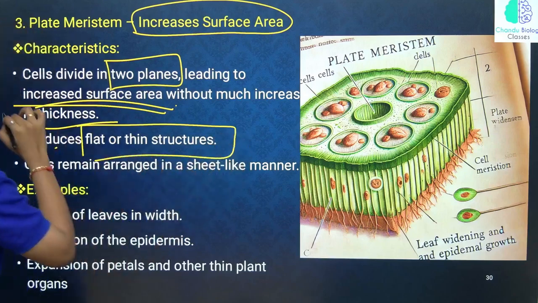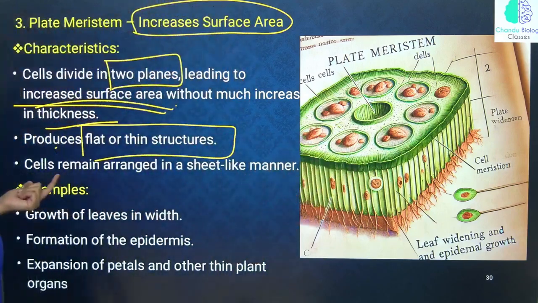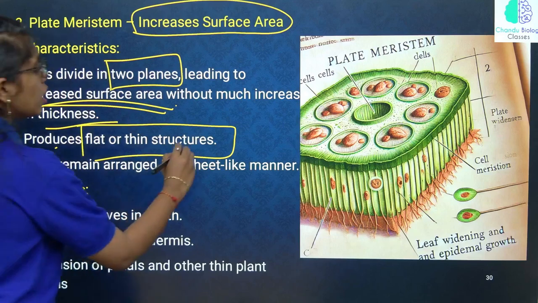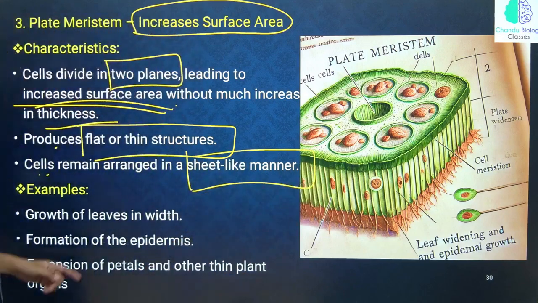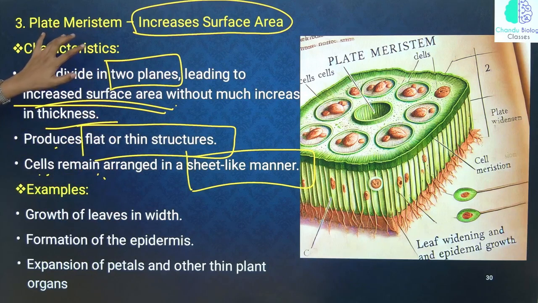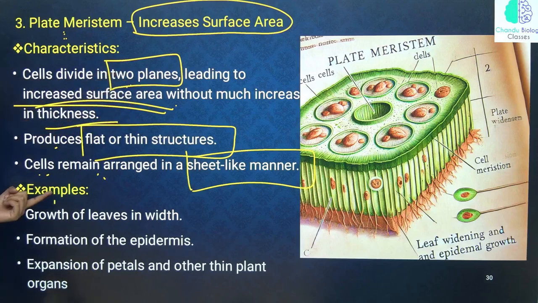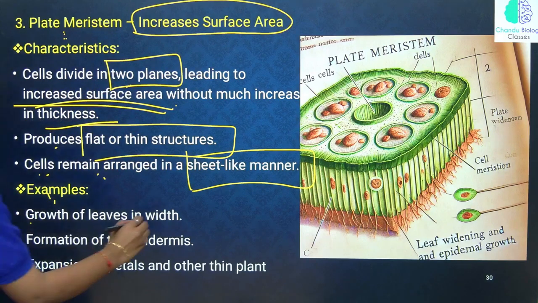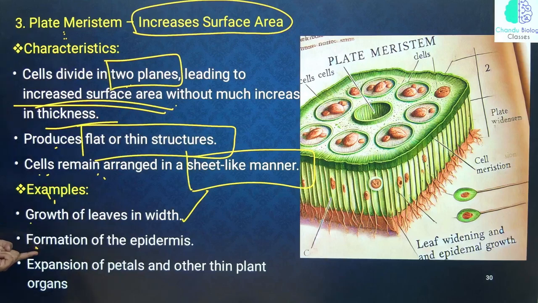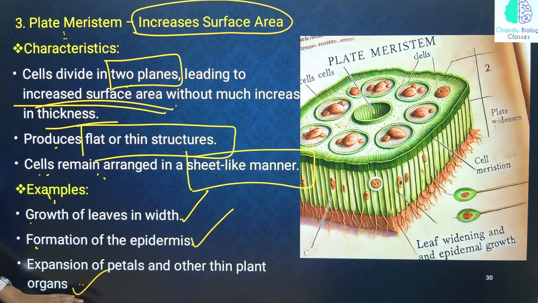flat and thin meristems like this, and cells remain arranged in a sheet-like manner. Okay, cells are arranged in a sheet-like manner, those cells which are produced due to the plate meristem, that is two plane division. Examples include growth of leaves in width and formation of epidermis due to the plate meristems. Expansion of petals and other thin plate organs is also due to plate meristems.